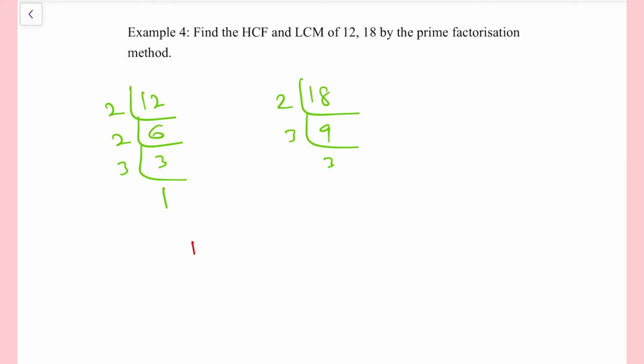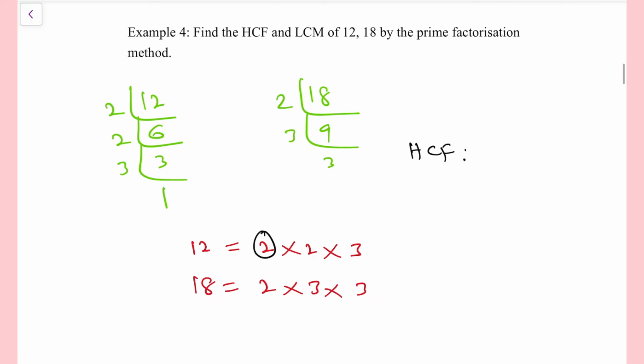So 12 equals 2 into 2 into 3. Then 18 equals 2 into 3 into 3. Now we need to write the HCF, then I will go with the LCM. To write the HCF, first some number should be common in both. Here 2 is there, here 2 is there, here 3 is there, here 3 is there, but that's it. Except these, nothing else is common, right? So 2 is common, write that 2 here, into 3 is common, write that 3 here. 2 into 3 is 6. HCF of 12 and 18 is 6.